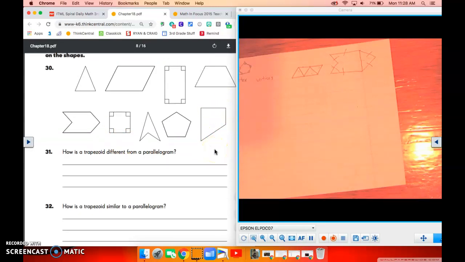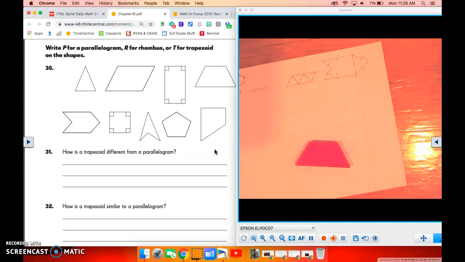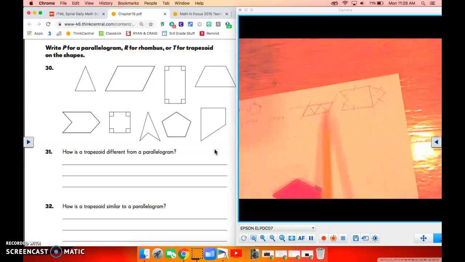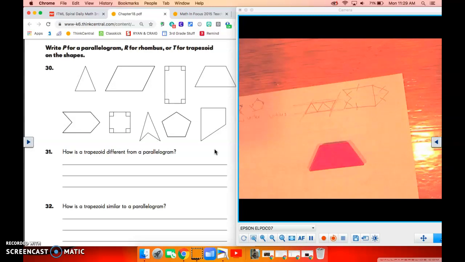Okay. How is a trapezoid different from a parallelogram? So the trapezoid has one set of sides that are parallel. In a parallelogram, both sets are parallel. Okay. How is a trapezoid similar to a parallelogram? Well, they're both polygons, right? They both have 4 sides, 4 angles, 4 vertices, and they both have at least one set of sides that are parallel.